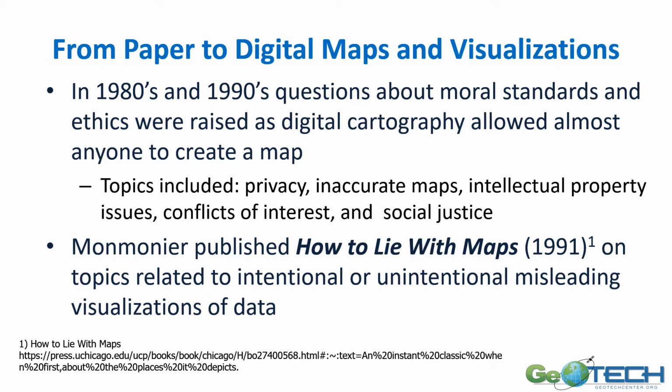One of the really good books that should be in every geospatial program library is Monmonier's book on how to lie with maps. While it was written in 1991, it still provides a lot of ways to look at ethics and look at the intentional or unintentional misleading visualizations of data.